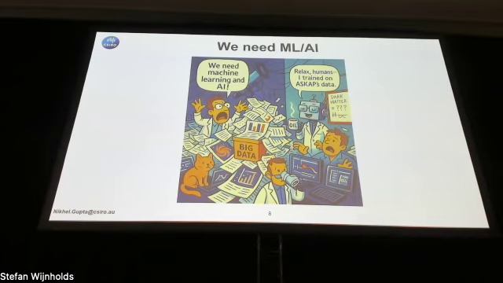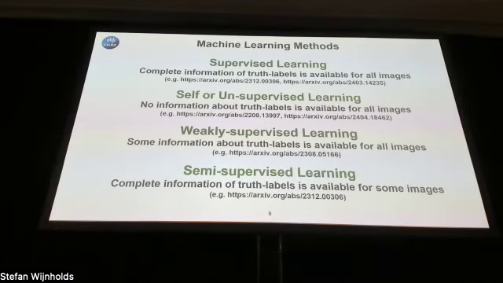So I think ML and AI are going to be very important in the coming years, because we are in the very big data arena with radio telescopes and astronomy in general.